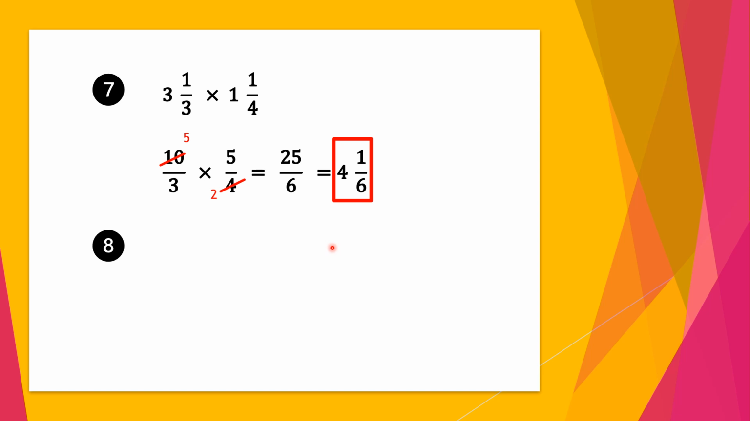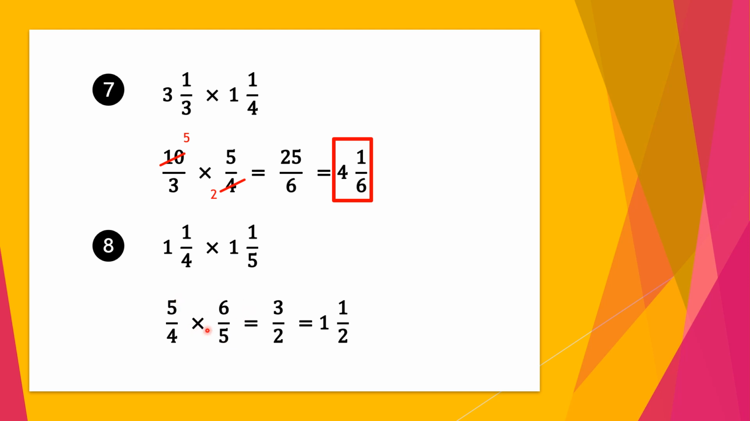Moving on to question 8, we have 1 1/4 times 1 1/5. Again, the first thing we do, we convert our mixed fractions into normal fractions. So 4 times 1 is 4, add 1 is 5, and we bring our denominator 4 as this. We bring our multiplication sign as it is, and we do the same thing for the second fraction. 5 times 1 is 5, add 1 is 6, and we bring our denominator 5 as this.